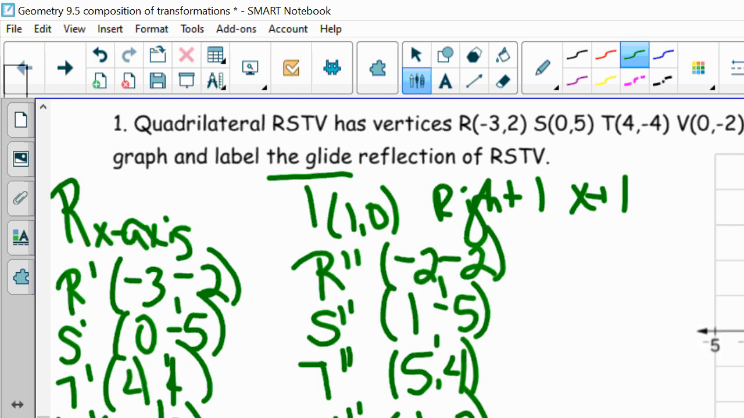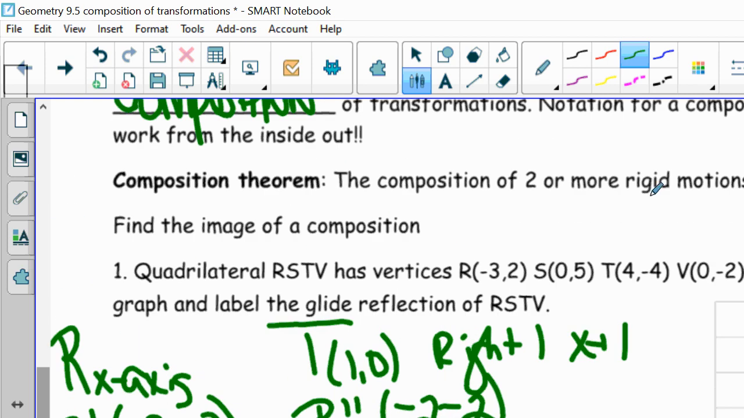Now I'm going to connect these. And there is our graph, right? So just remember that you start on the outside and you work your way in. So whatever is the second one, that's the first one that I do. Then the first rule that they give to me, that's the last thing that I'm going to complete.